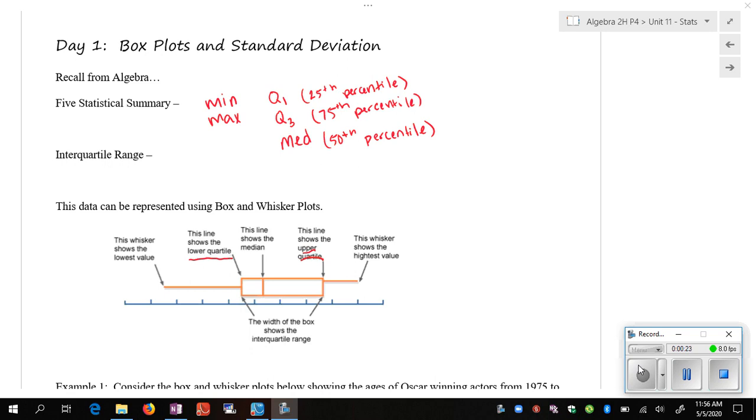For a box plot, we need the five-number statistical summary, which consists of the minimum, the maximum, the quartile 1, the quartile 3, the median. These quartiles also have other names, such as the 25th percentile for the quartile 1, the 75th percentile for the quartile 3, and the 50th percentile for the median. Other names also include the lower quartile for quartile 1, as you can see in the box plot here, and the upper quartile, as shown here in the box plot.